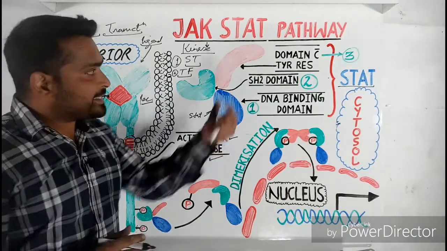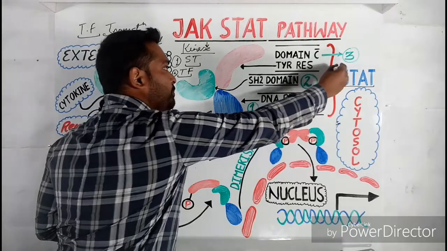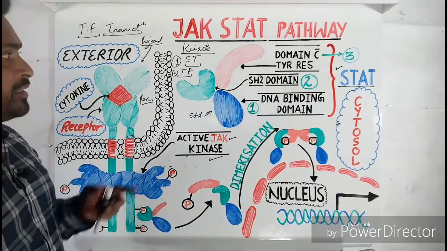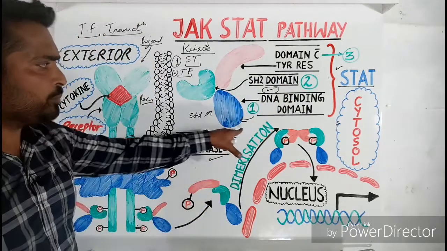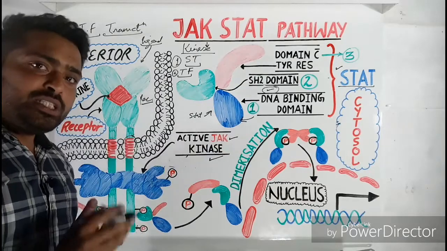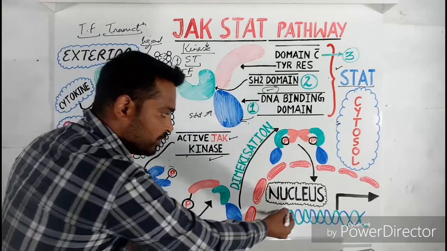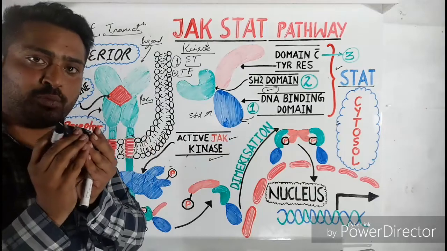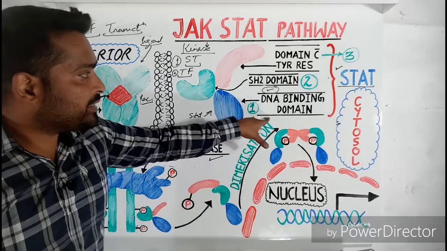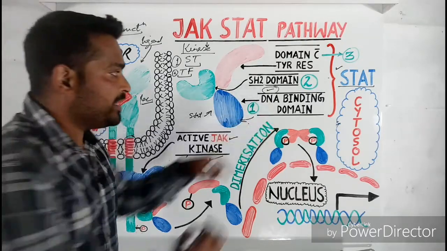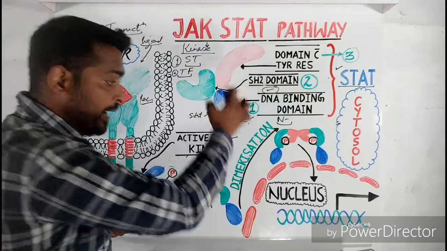Before we discuss the mechanism of this JAK-STAT pathway, we need to know the components of this STAT protein. So we have three components. The first one is the DNA binding domain, this one in blue color. For the transcription of the genes, this STAT protein must bind to the DNA. We know the protein has two terminals, the N terminal and the C terminal. This DNA binding domain is present on the N terminal, through which the STAT proteins bind to the DNA.